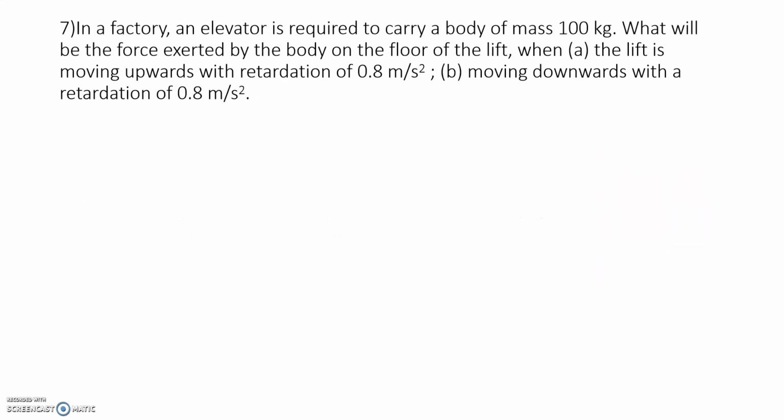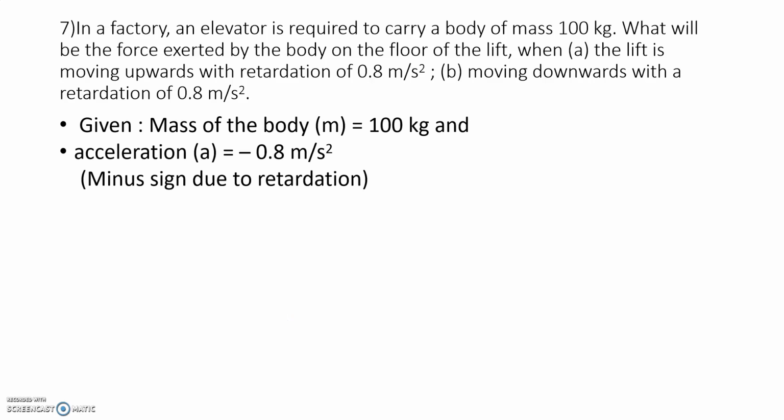Now let's do another problem. In a factory, an elevator is required to carry a body of mass 100 kg. What will be the force exerted by the body on the floor of the lift when (A) the lift is moving upward with a retardation of 0.8 meter per second square, (B) moving downwards with a retardation of 0.8 meter per second square. First of all, we can write the given data. Mass of the body is given as 100 kg, acceleration as minus 0.8 meter per second square. Why does minus come? Since we are given retardation, the minus sign is due to retardation. So a equals minus 0.8 meter per second square.